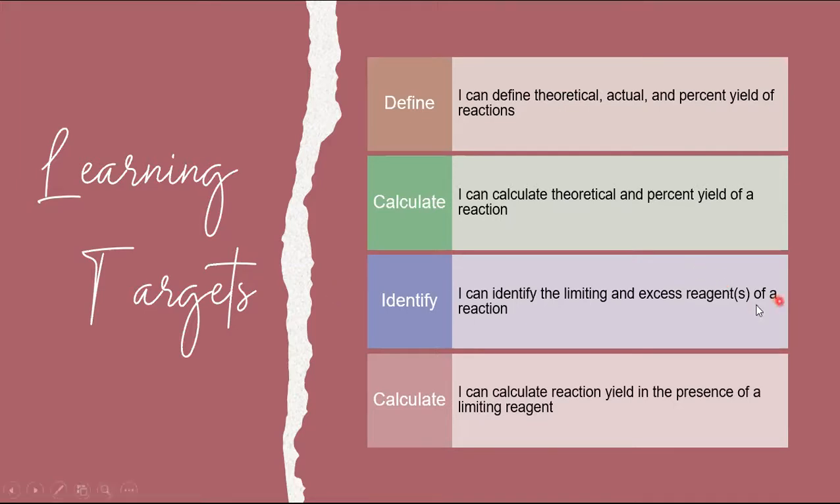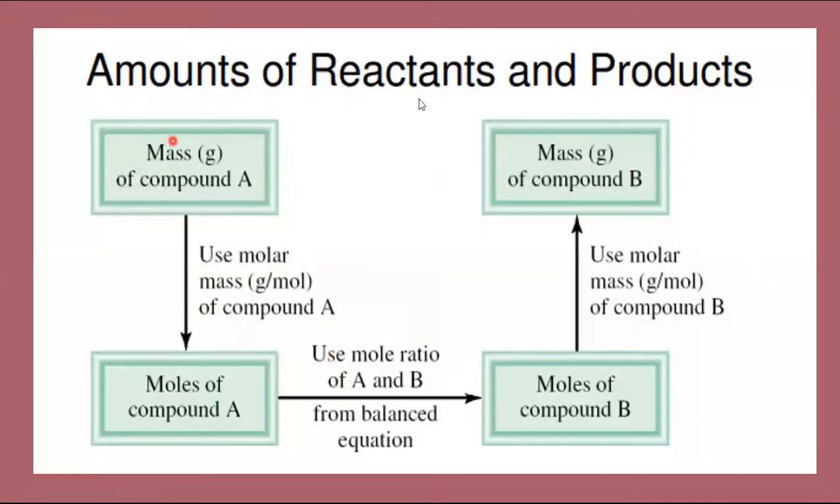So how can we calculate theoretical percentage and reaction yield of your chemical reaction? So let's have this review. In calculating the amount of reactant and product, depending on the problem, we will go first in identifying the mass of the compound given in your problem, no? Then we will convert this mass into its number of moles.